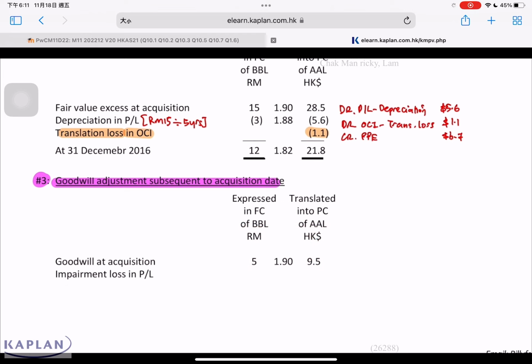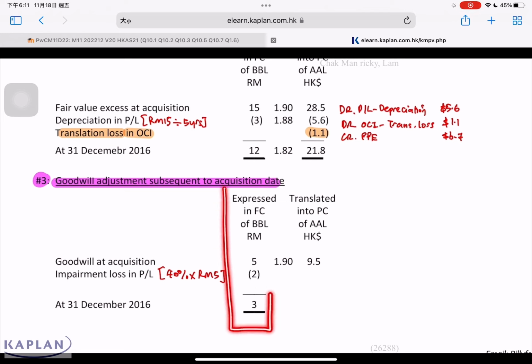The question mentioned that the goodwill was impaired by 40%. 40% of 5 is equal to ringgit 2, closing balance, carrying value of goodwill at 31st December 2016. 5 minus 2 equals to 3 ringgit. This must be expressed in the functional currency of the subsidiary, because these are subsidiary assets. After that, you must translate to presentation currency, do the usual step.